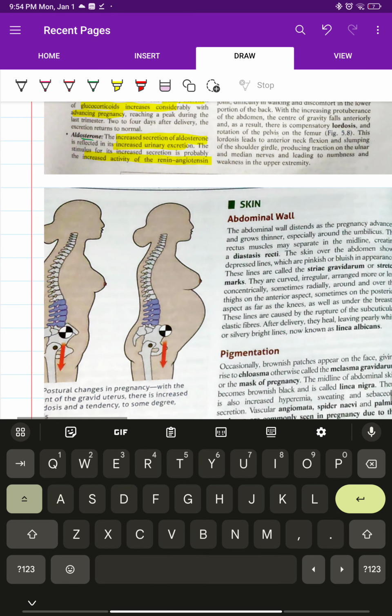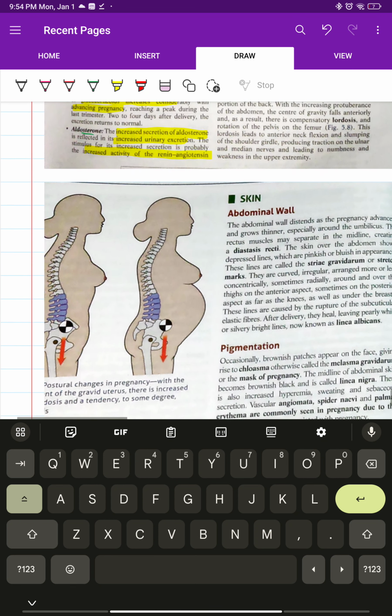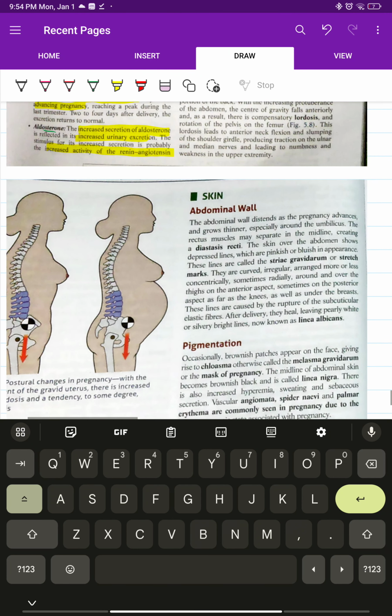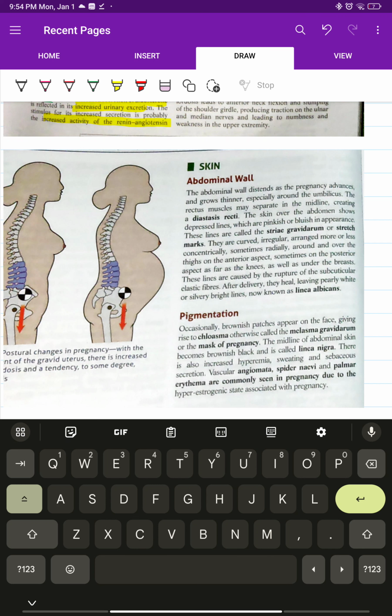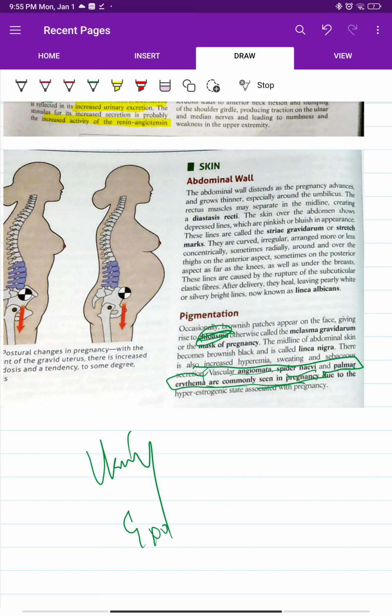Then skeletal system, as we all know, when a woman gets pregnant, postural changes occur, and there is increasing lordosis, and she will have a lot of back pain. And on the skin, you have striae gravidarum, stretch marks, and pigmentation, as I told you, chloasma, and vascular changes like angiomas, spider naevi, and palmar erythema, which are commonly seen in pregnancies. So this is not much important. Just remember about the urinary as well as the endocrine. Endocrine, if you want, you can refer to it in Marrow also. Marrow also, it is very useful.